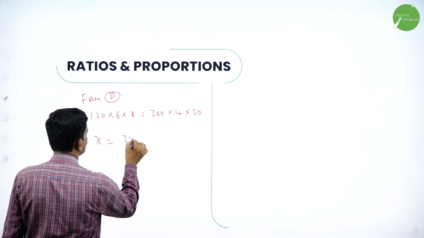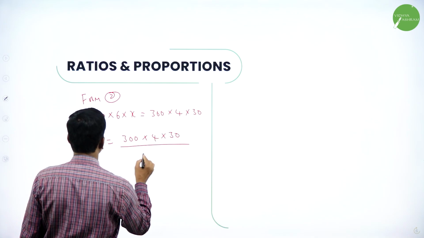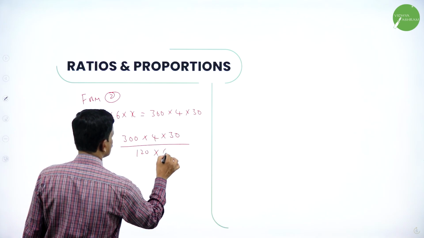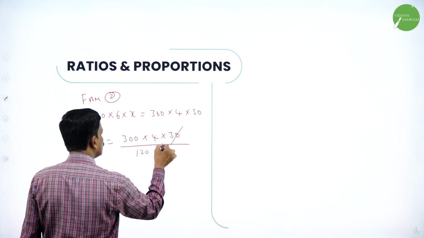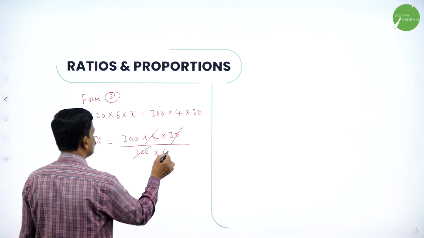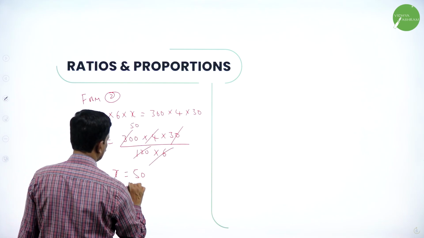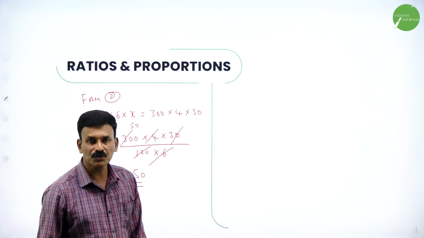X is equal to 300 into 4 into 30 divided by 120 into 6. Very simple. 30 4s are 120, gets cancelled. 4 12s are 120, gets cancelled. 6 5s are 30. So, x is equal to 50. That's it. X is equal to 50.